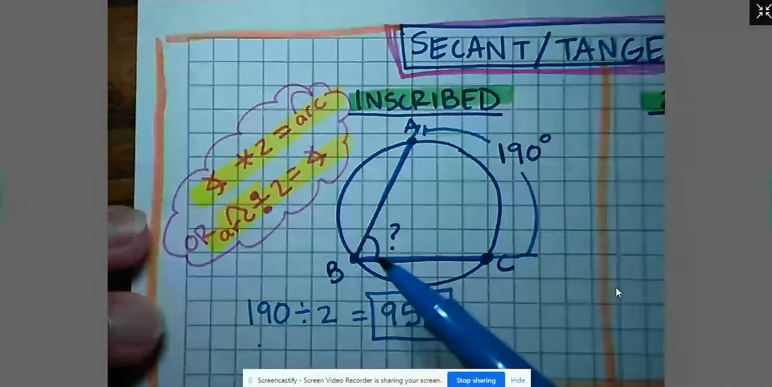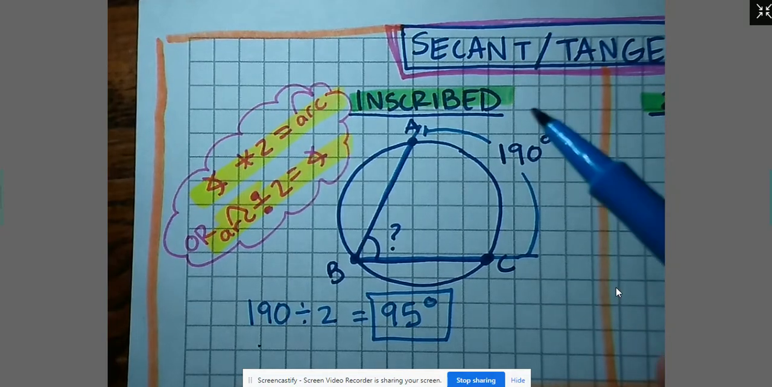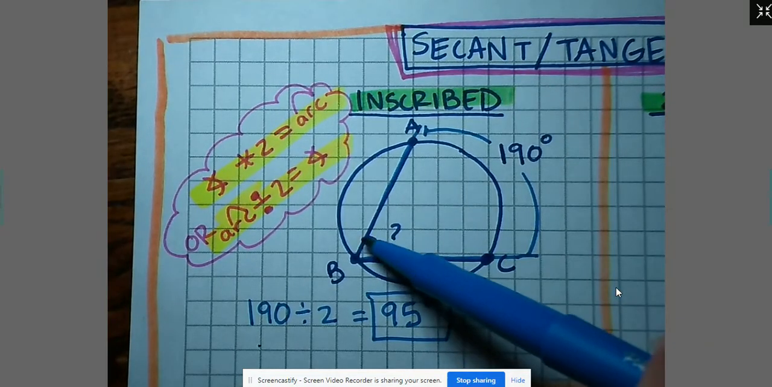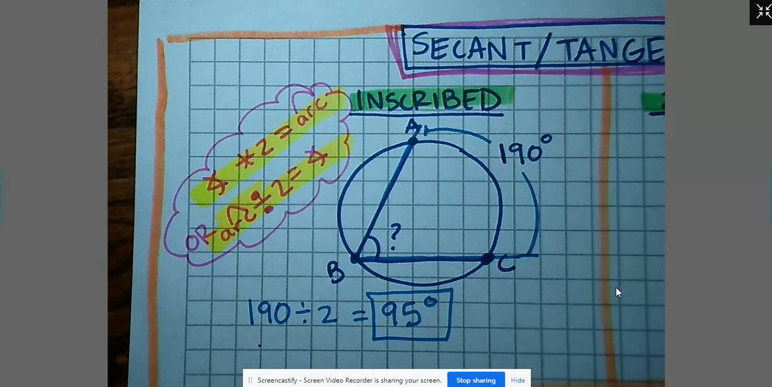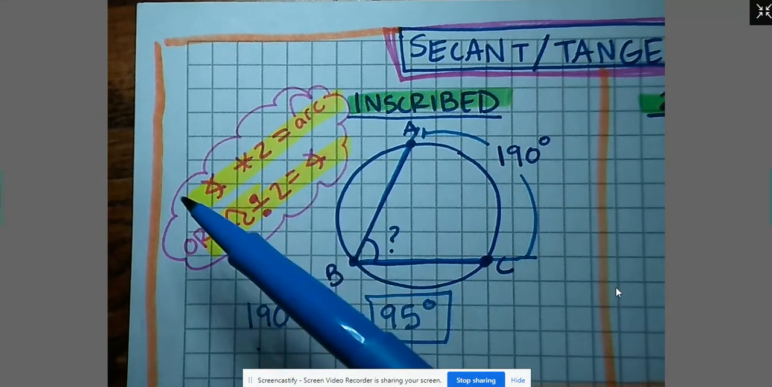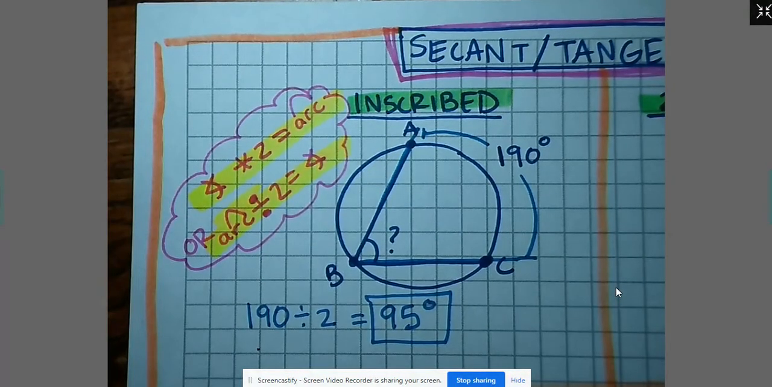And these are going to be noted by just a little question mark there. So it's just going to ask you which angle we're working with. Again, if this was opposite, so if this was 95 degrees, then we'd know that the arc was 190 degrees. So if you're going from angle to arc, you multiply by 2. If you're going from arc to angle, then you divide by 2.